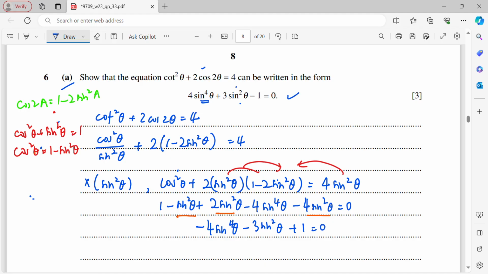Now we want to show this. Therefore, all the terms are multiplied by negative 1. Then I will get 4 sine to the power 4 theta plus 3 sine squared theta minus 1 equals 0. So with this, we have shown the given form.